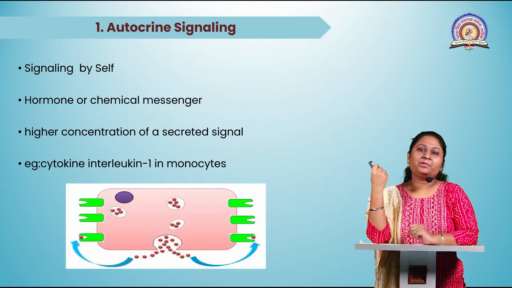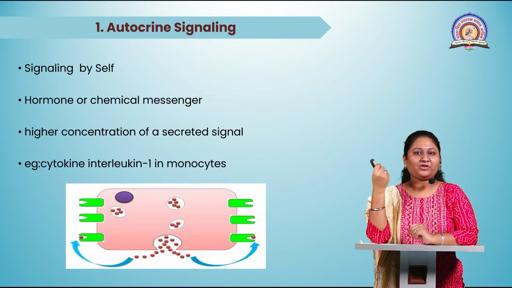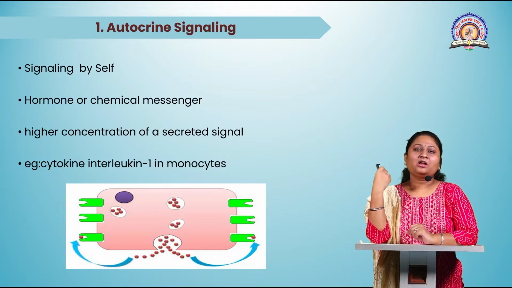Here I would take a better example of the cytokine interleukin 1 in monocytes. Monocytes usually release this type of interleukin to have an immunologic effect, and even towards allergens this effect is shown by the signaling molecules.